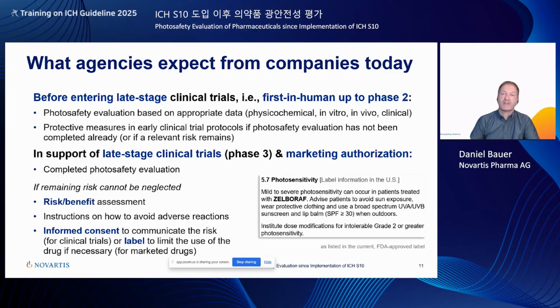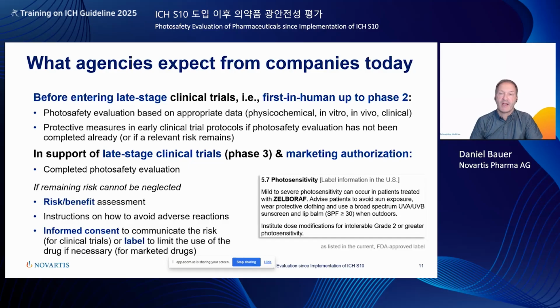ICH M3 in this short paragraph says the experimental evaluation should be finished before entering late-stage clinical trials, so exposing large numbers of clinical subjects. So by the end of phase 2, you need to be done with photosafety evaluation based on public data, or you have to accept protective measures until then.